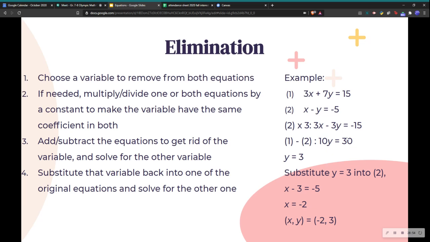And now you can solve for this. You can solve for the variable y, because it's one variable, one equation. So now you divide both sides by 10. And so you're left with y is equal to 3.